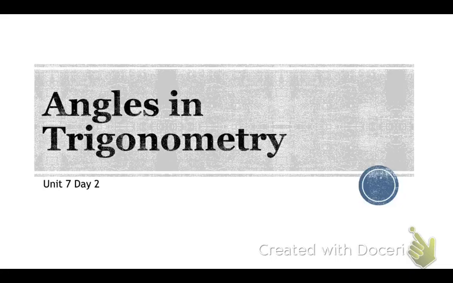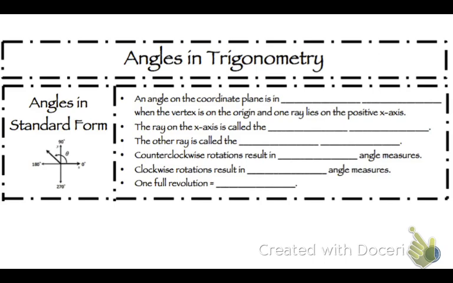Okay, so angles in trigonometry. An angle on a coordinate plane is in standard form when the vertex is on the origin and one ray lies on the positive x-axis. You'll understand what that means in a minute. The ray on the x-axis is called the initial side, and the other ray is called the terminal side.